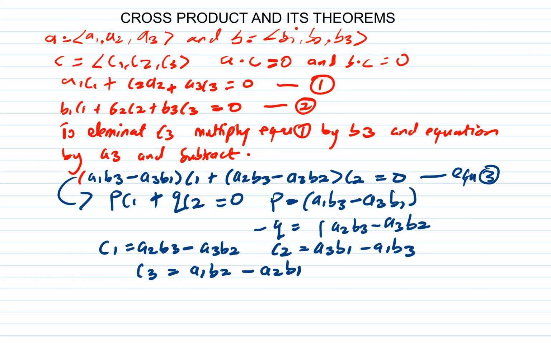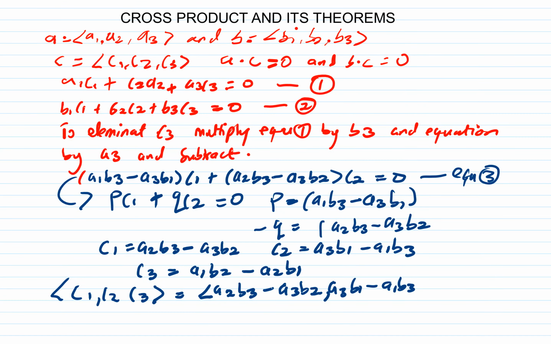So this means that the vector perpendicular to both a and b, which is c1, c2, c3 in brackets, is equal to a2 b3 minus a3 b2, a3 b1 minus a1 b3, a1 b2 minus a2 b1. So this is what we get. Now, the resulting vector is called the cross product of a and b and is denoted by a times b. That is a cross product. Very simple.